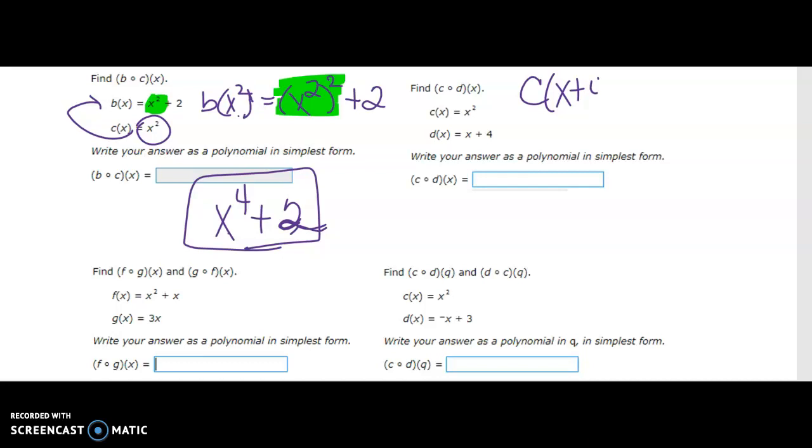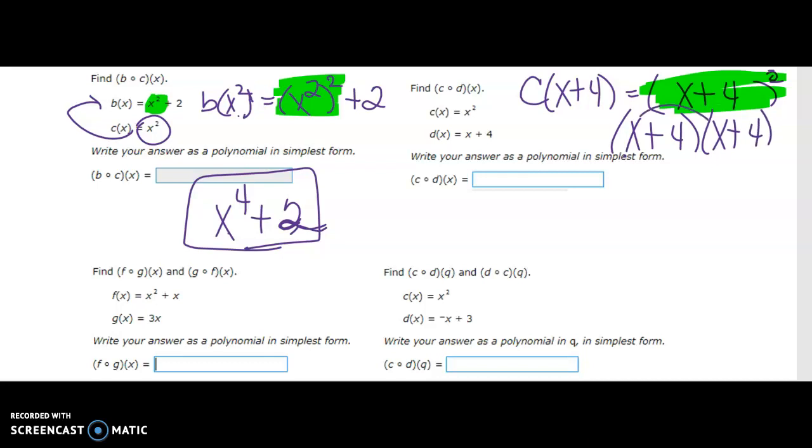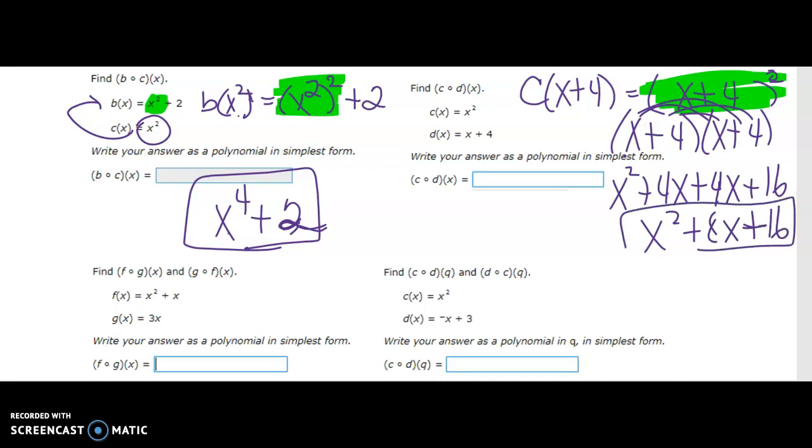C of x plus 4 equals x squared. What is your x? X plus 4. So we have to square this side. X plus 4 squared is not x squared plus 16. X plus 4 squared is x plus 4 times x plus 4. You're going to have to FOIL or use SAM, square, add, multiply. So x squared plus 4x plus 4x plus 16, x squared plus 8x plus 16.